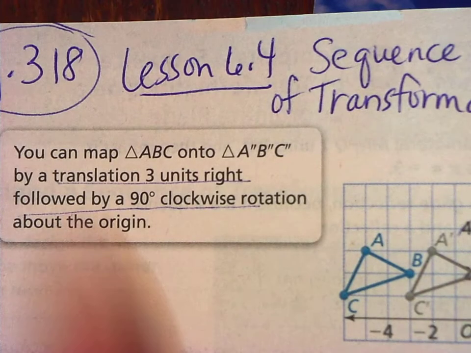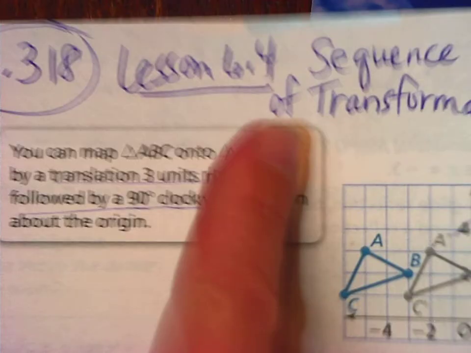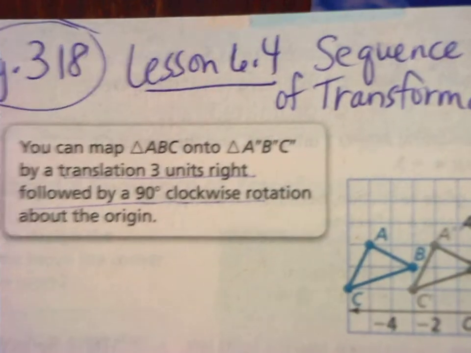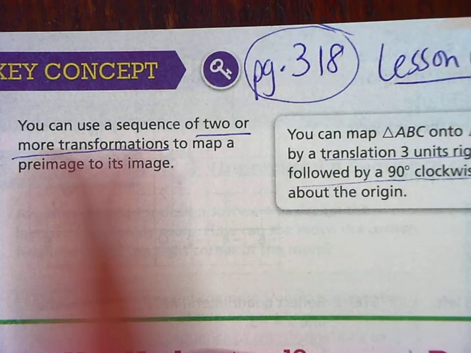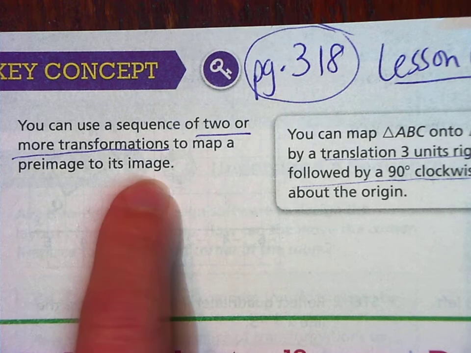Hi there, we are on page 318. We're going to go over what a sequence of transformations looks like. A sequence means more than one, two or more transformations, to map a pre-image onto its image.